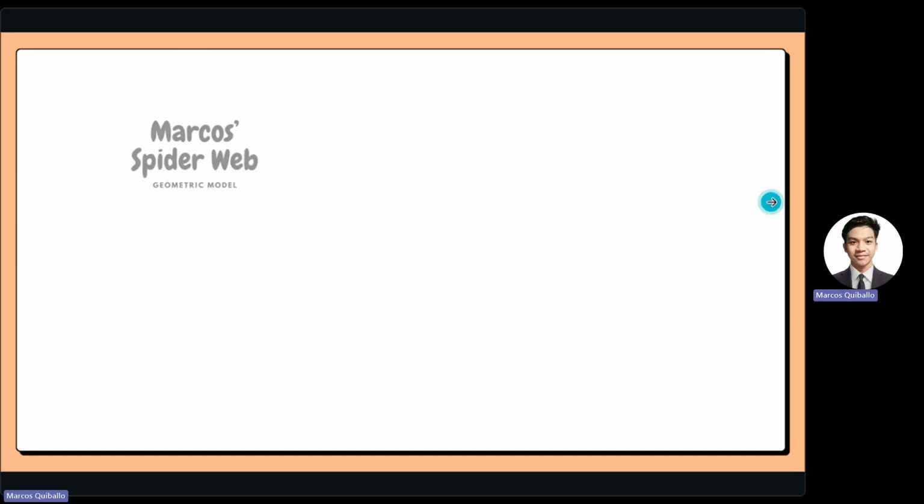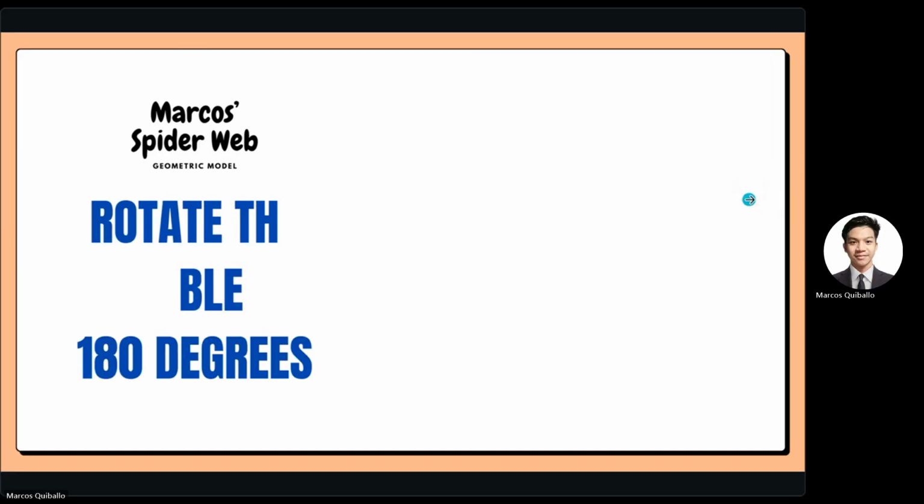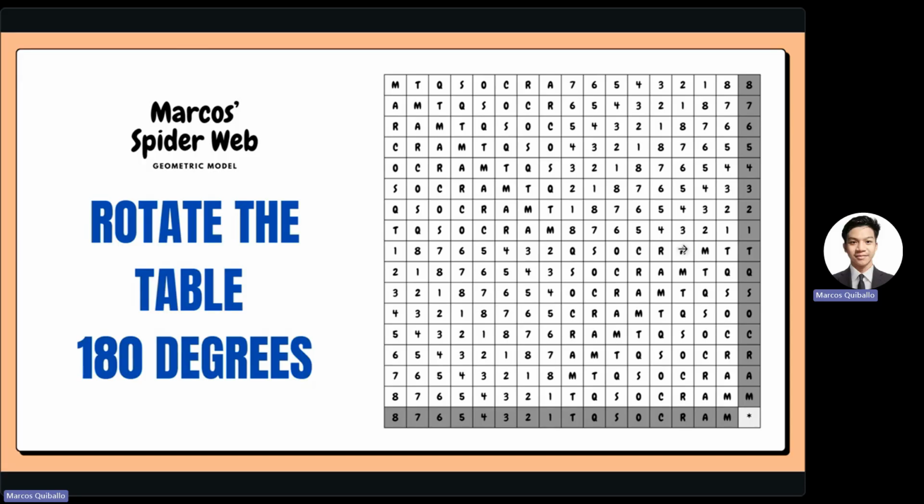The next one, to determine if it is associative, we must rotate the table 180 degrees. When we rotate the table 180 degrees, this is the table after we rotate it.